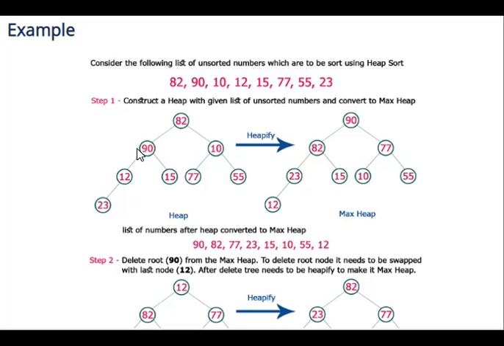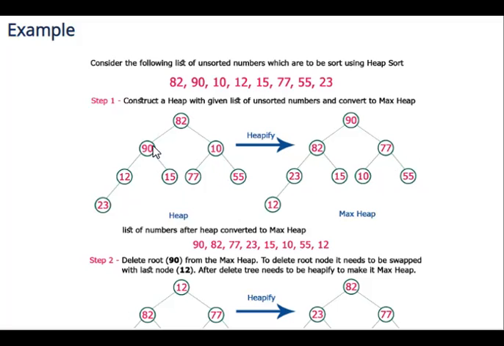Then from here also it will be compared on the left and right side. Here we compare 10 to 77. The 77 will be higher, so they can be swapped with one another. Then 10 comes here, and 77 comes to the upper position. Then 50, when compared with 55 and 77, 55 is lesser than 77, so it's stable here.